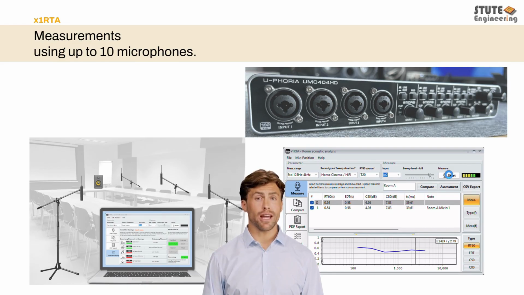Then, in X-1 RTA, select the first microphone and start the measurement. After completion, simply switch to the next microphone. Repeat the process until all positions have been recorded. Afterwards, as usual, calculate the average of all measurements. The big advantage: the time-consuming repositioning of a single microphone between measurements is completely eliminated.